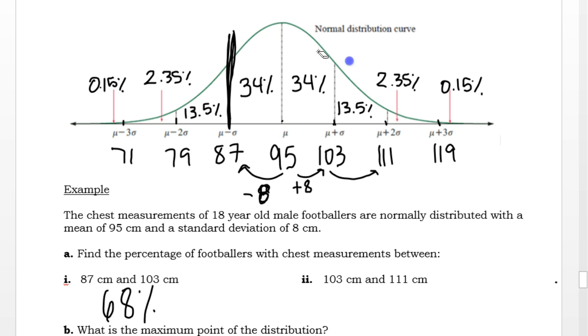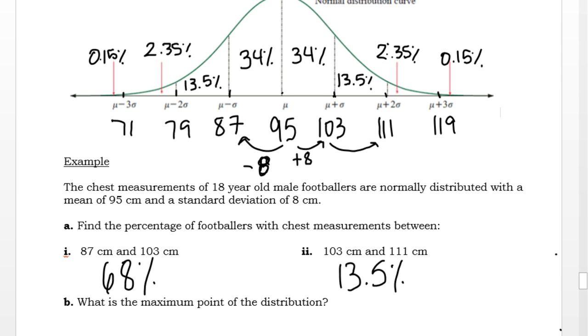The second question says, what's the percentage between 103 and 111? Here's 103, here's 111, and the percentage between those two marks is just 13.5%. So we can add up whatever regions it asks us to. Remember, every single curve has the exact same percentages. We just change the numbers on the scale to match the situation each time.